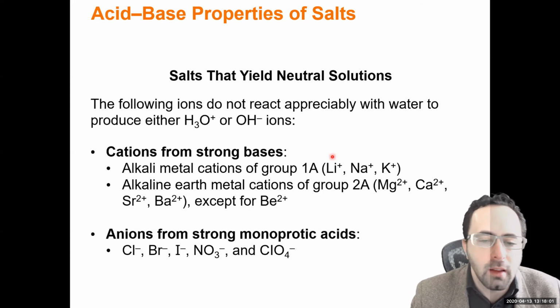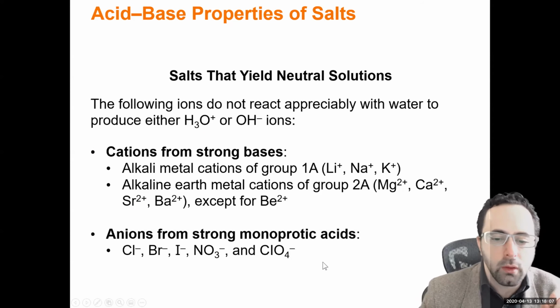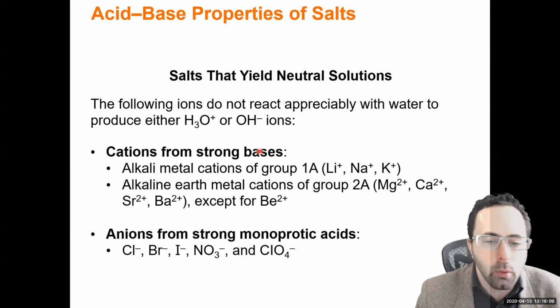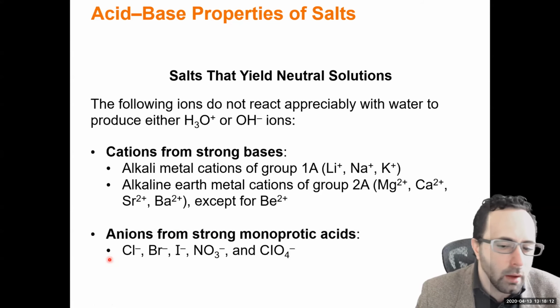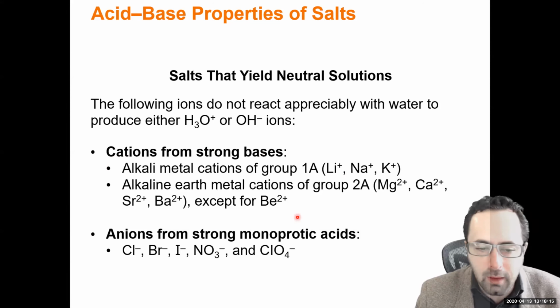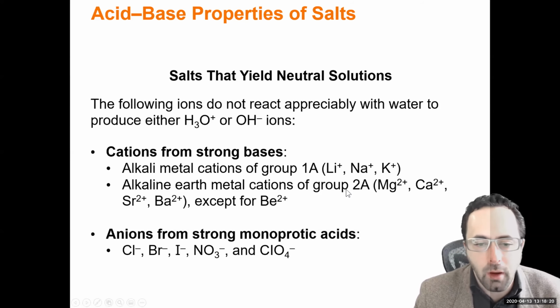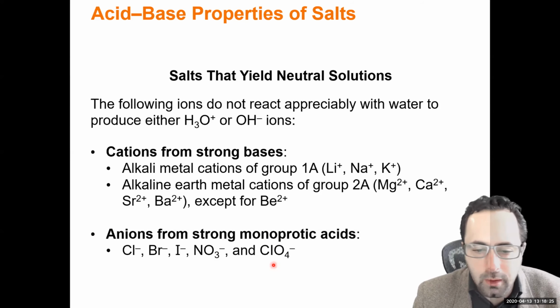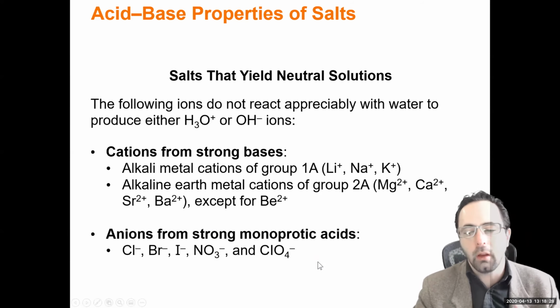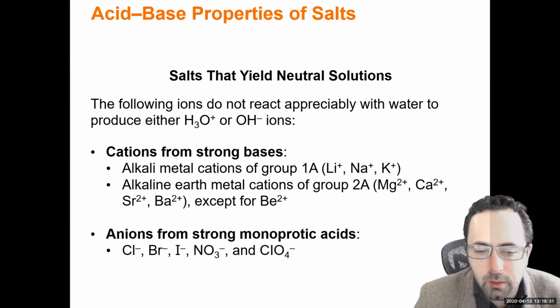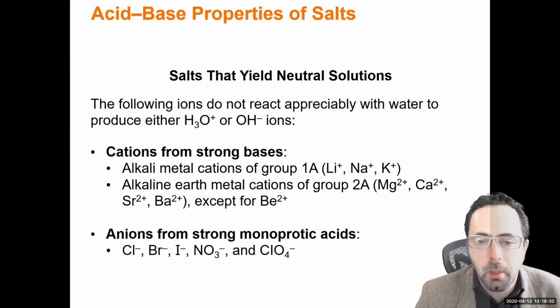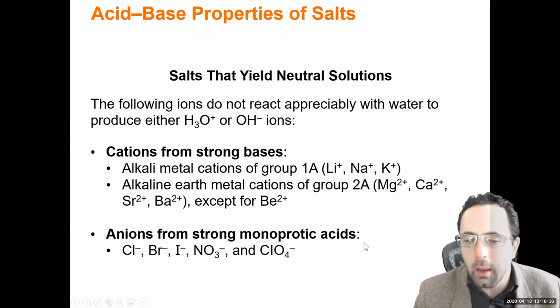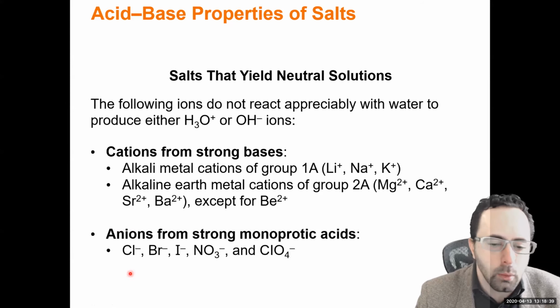So if your salt contains these cations and these anions, it will make a neutral salt. None of these positive ions will act like an acid, and none of these negative ions will act like a base. In general, it takes a negative ion to act like a base, right? If it's an ion, it can grab a proton, because that's what bases do. So these would not act as bases. These would not act as acids.